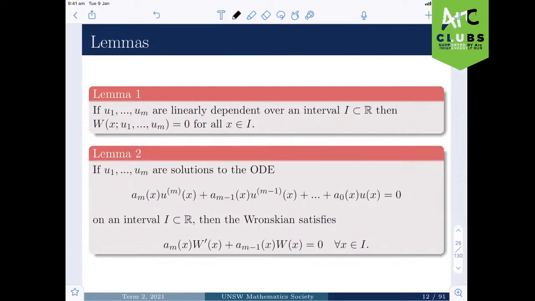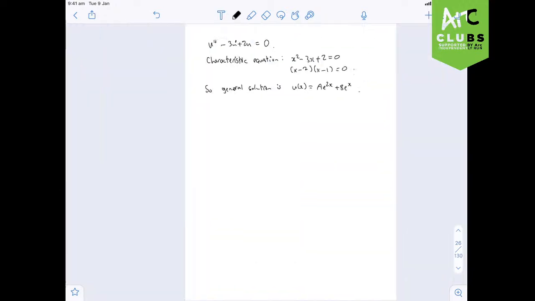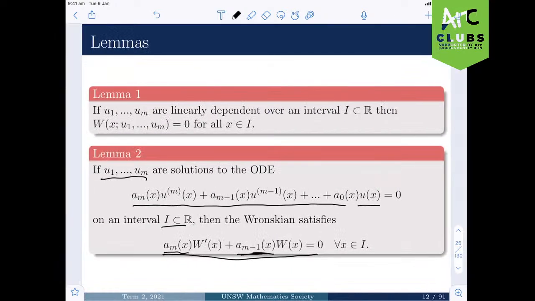Now we have another lemma, and it says if u1 to um are solutions to this ODE, am times the mth derivative of u plus all the way up to a0 times u equals 0 on this interval, then the Wronskian satisfies this differential equation, involving only the leading coefficient and the coefficient after. To be honest, I haven't seen where this was that useful, so I'm just going to skip over this. It's just a cool fact, I guess.